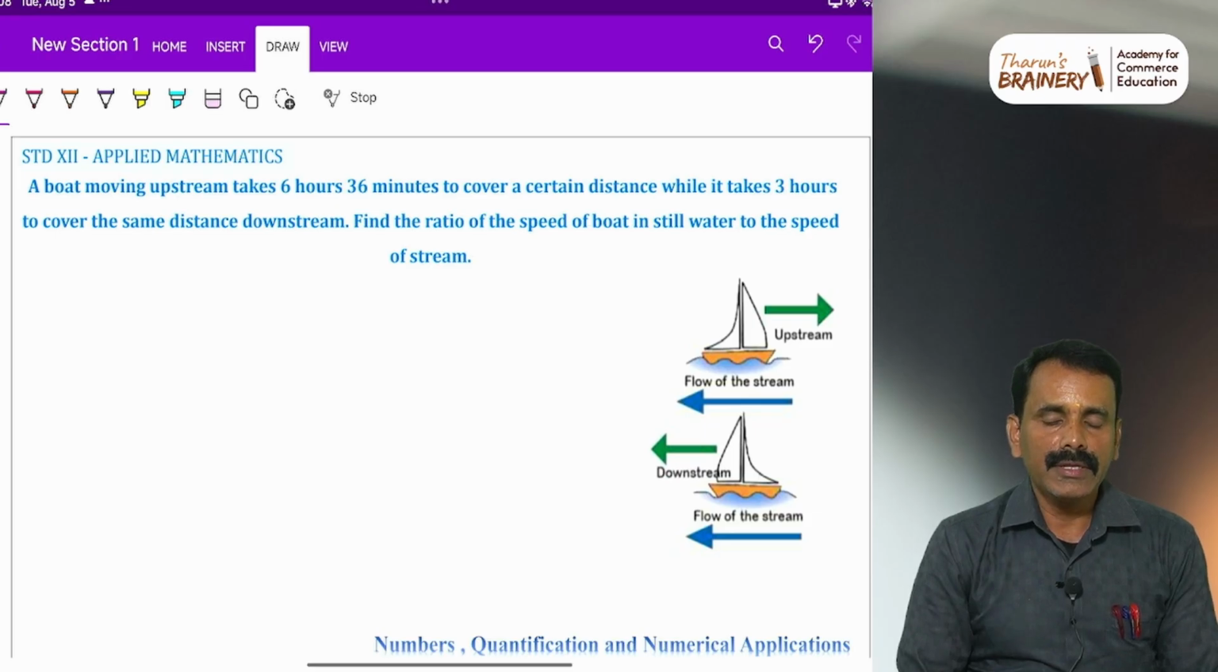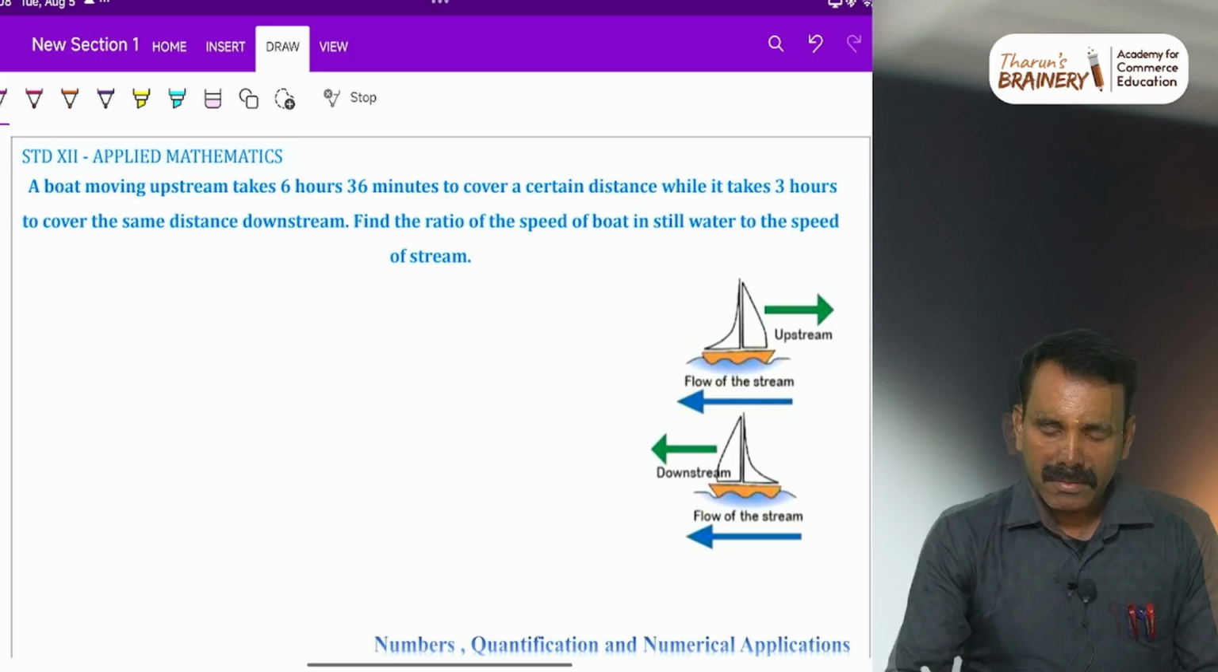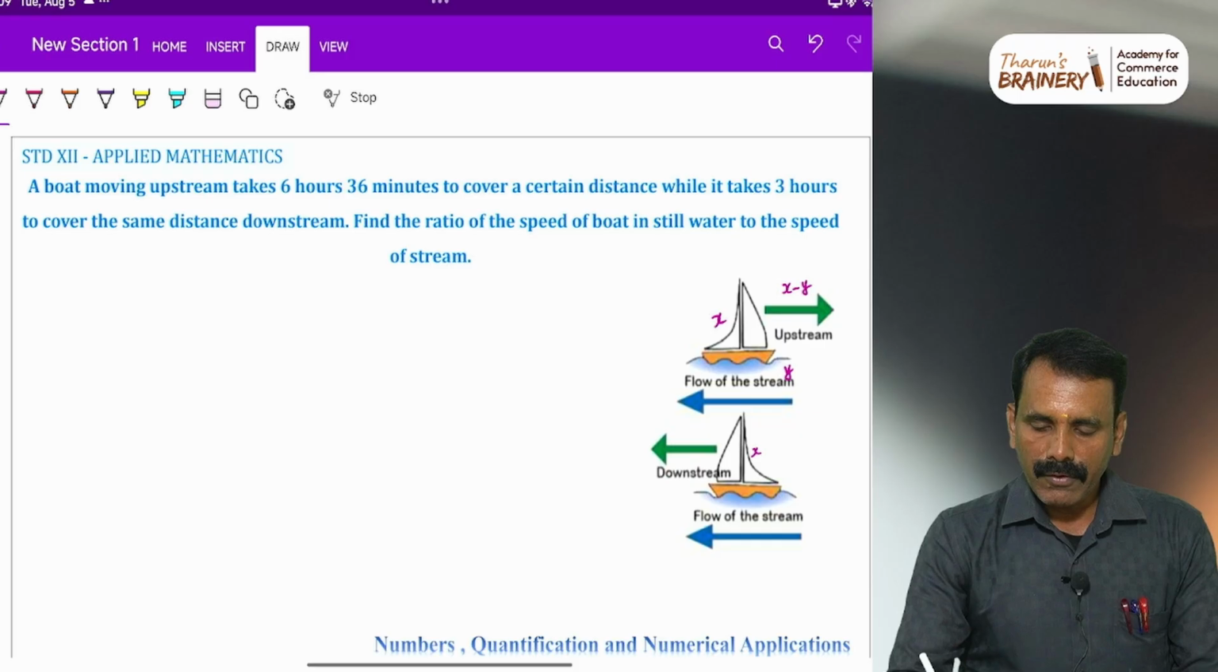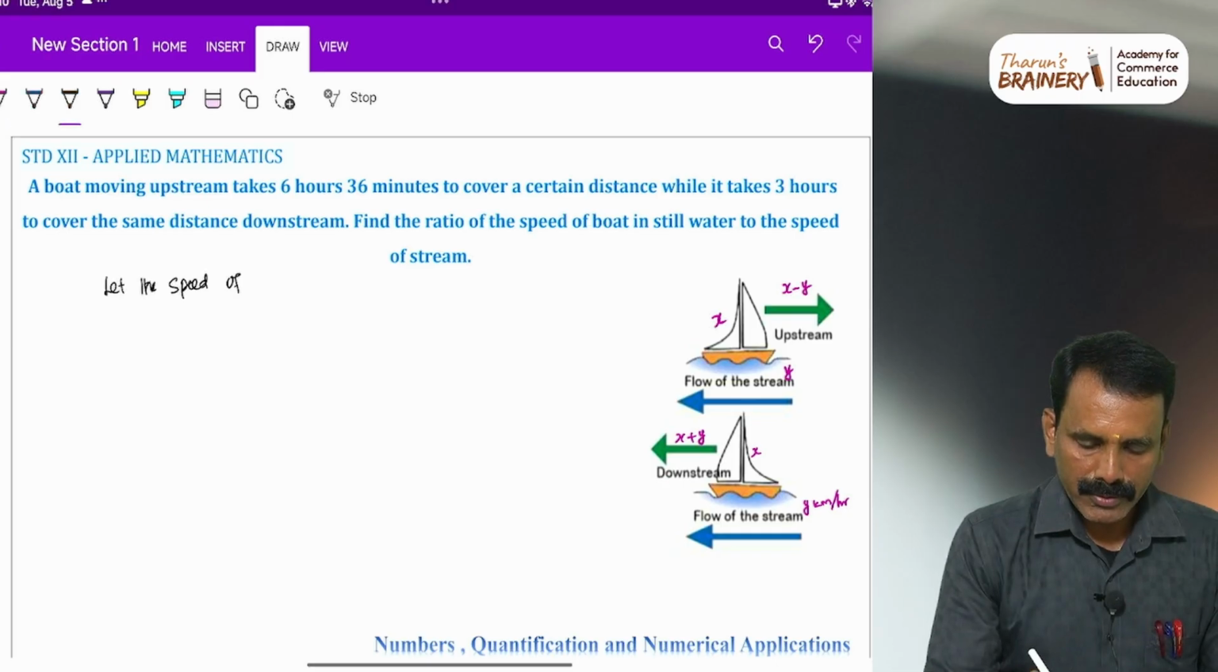We are supposed to find the ratio of the speed of the boat in still water to the speed of the stream. So we take the speed of the boat to be equal to x and the flow of the stream as y, kilometer per hour, everything in kilometer per hour because it is going to be speed. So for the upstream the speed will be x minus y. Here for the downstream the speed of the boat is x kilometer per hour, the flow of the water will be y kilometer per hour, and because it is going to be traveling along the flow of the water it will be x plus y.